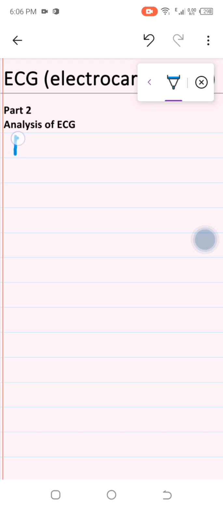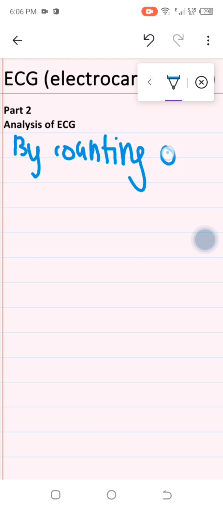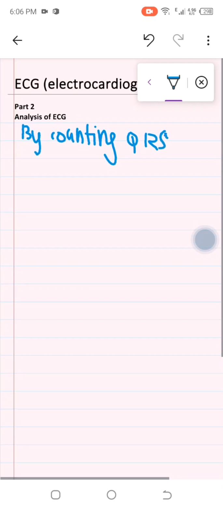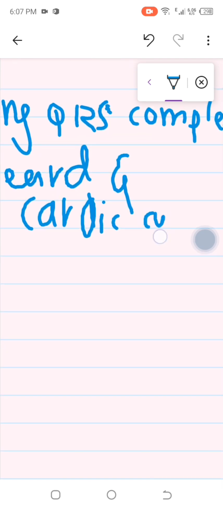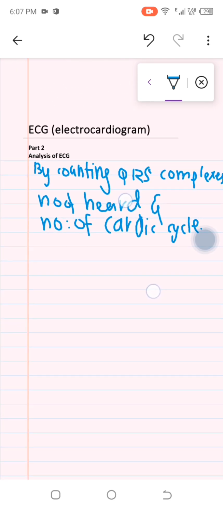So I can write here: by counting QRS complexes, we can easily calculate the number of heartbeats and the number of cardiac cycles. Fine.